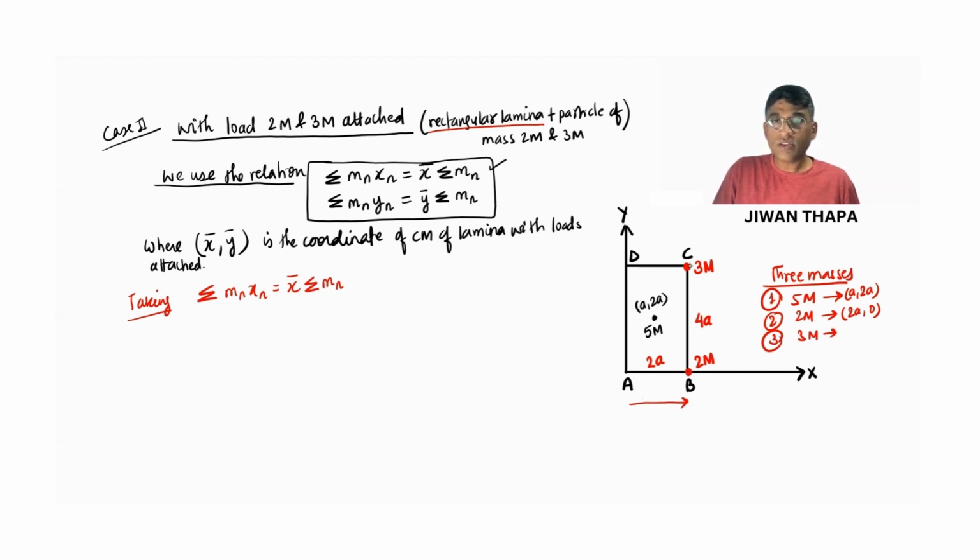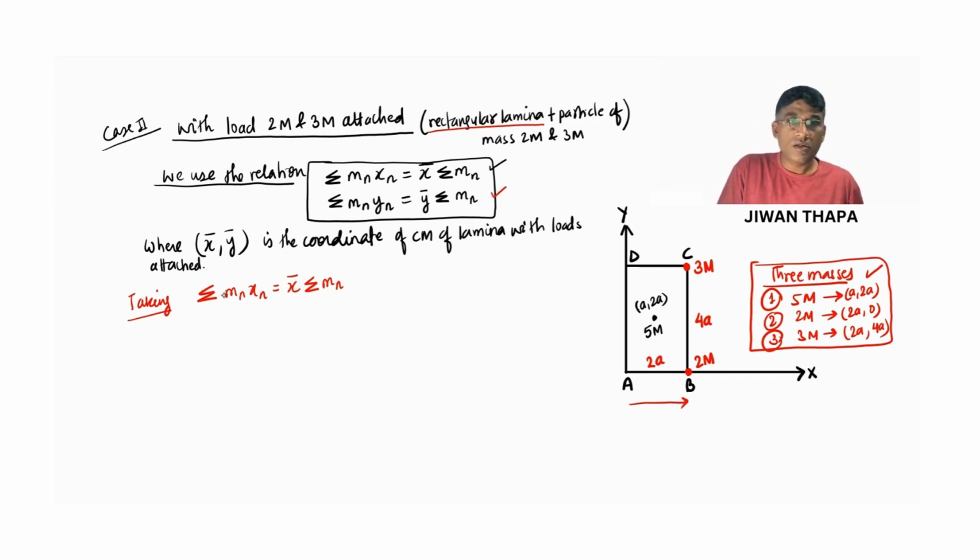Now for 3m, its x coordinate is 2a, and the y coordinate of 3m is 4a. Clear? So we use this data in these two equations.